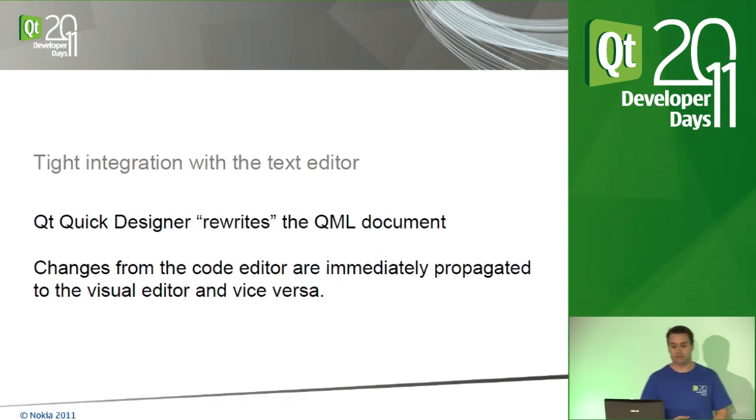Rewriting basically means that the Qt Quick Designer works on the text directly. So if you change a property, like some position from 9 to 10, the only thing the Qt Quick Designer touches is this number. The rest of the file is completely taken as is, completely intact. That basically means we have an extremely high integration with the text editor and vice versa. So if you do changes in the text editor, you have them directly in the visual mode and vice versa.